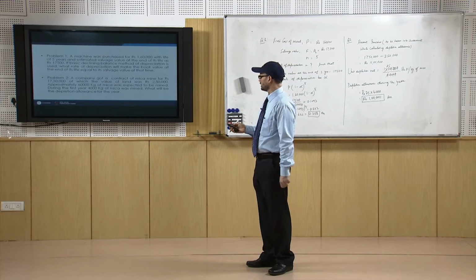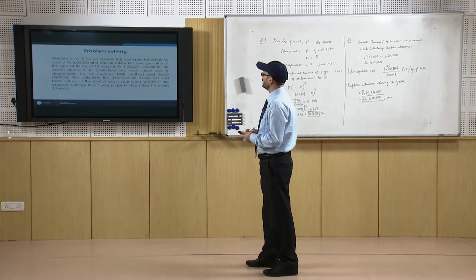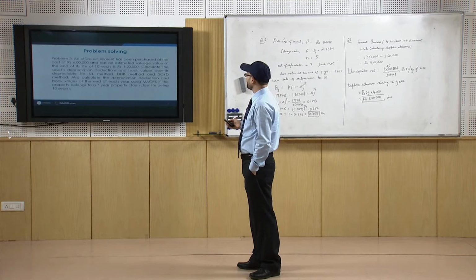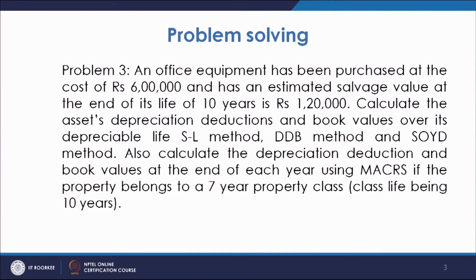Let us go to the next question. In this question it is written that an office equipment has been purchased at the cost of rupees 6 lakh and has an estimated salvage value at the end of its life of 10 years of rupees 1,20,000.